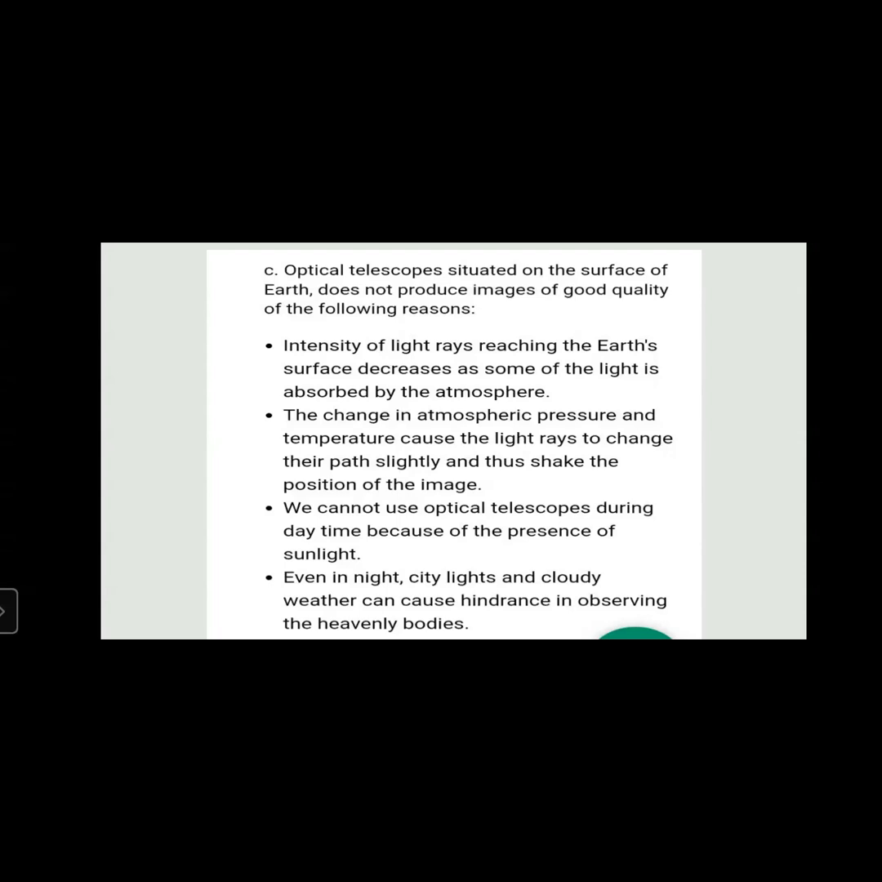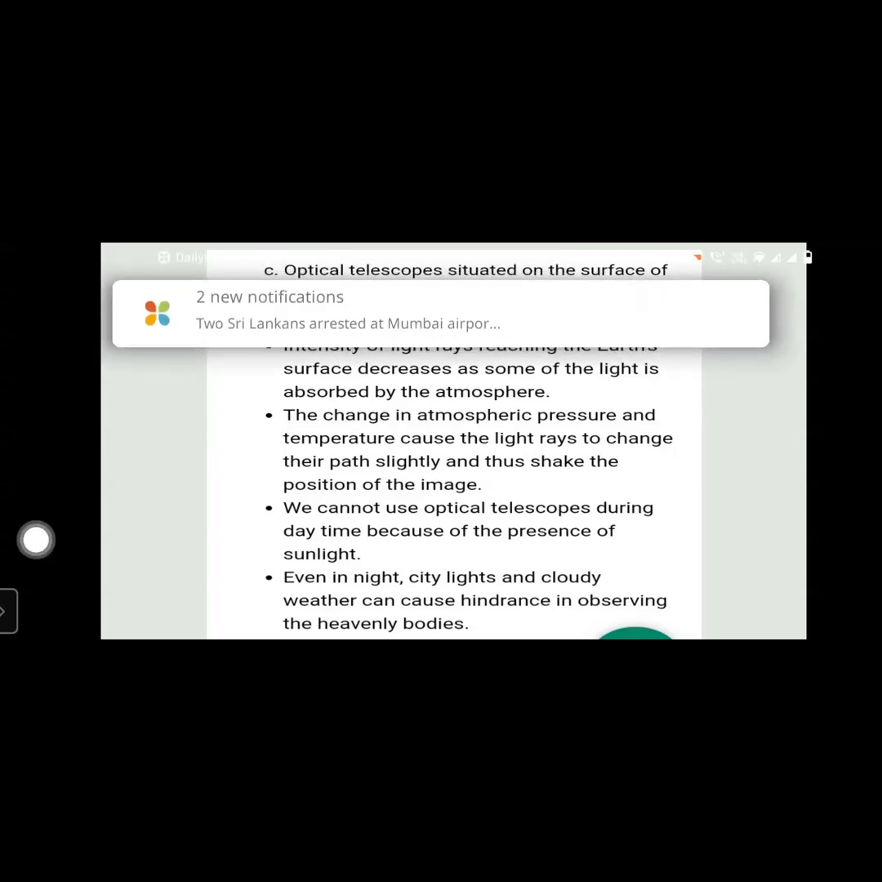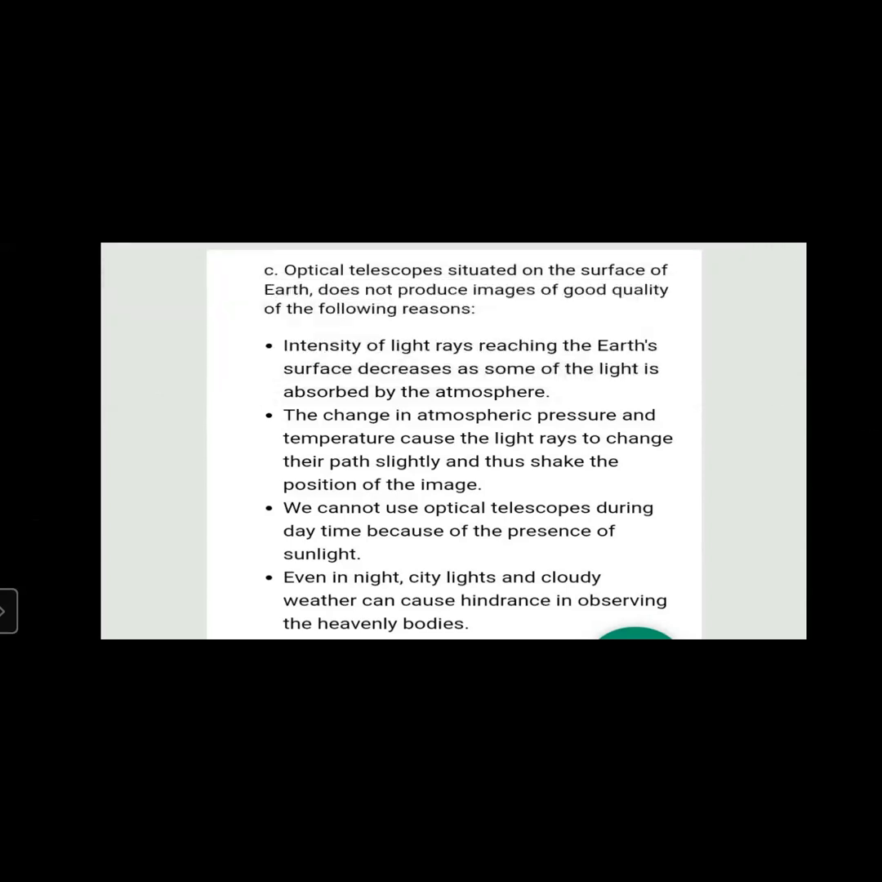In question number 3, the question was, what are the difficulties in using ground-based optical telescopes? And here the question is, why are optical telescopes located in uninhabited places on mountains? So the meaning is the same, only the question is asked in a different manner. So you have to write the same answer. So what are the difficulties?